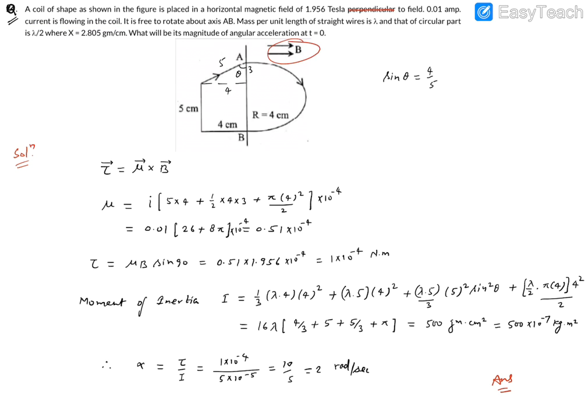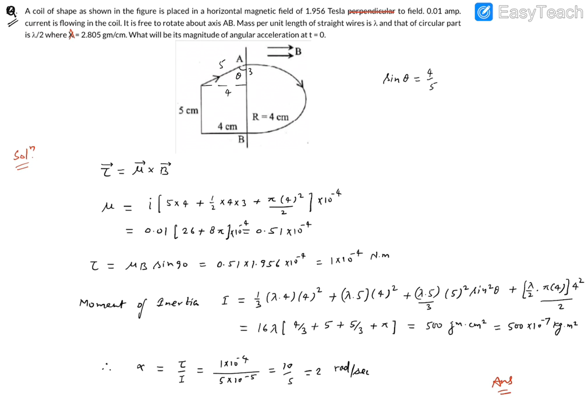So magnetic field is in the horizontal direction and this coil has been placed in the plane of the screen itself. It is free to rotate about this AB axis, and mass per unit length of the wire, which is a straight wire, basically a combination of straight wires, is lambda, whereas the circular part has a linear mass density lambda by 2, and the lambda value is given to us. So this is lambda, gram per centimeter. What will be the magnitude of angular acceleration at t equal to 0?